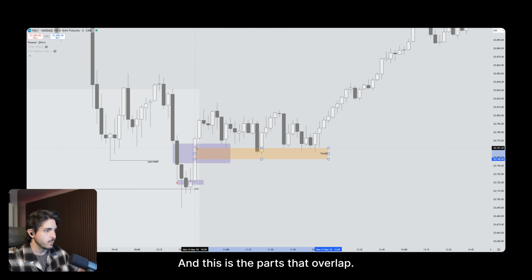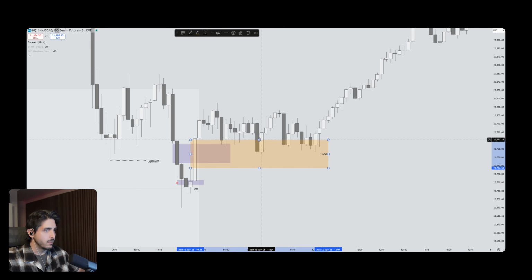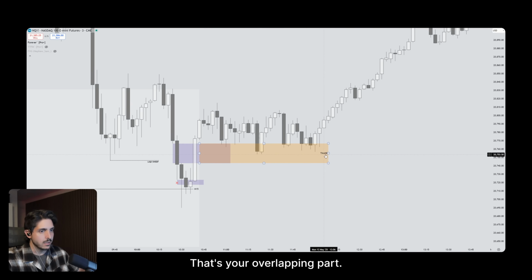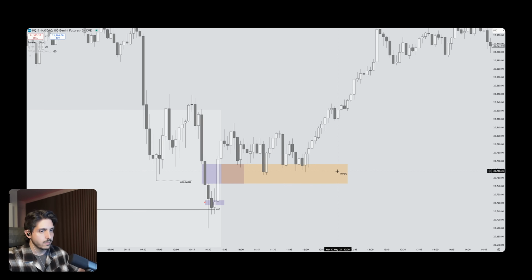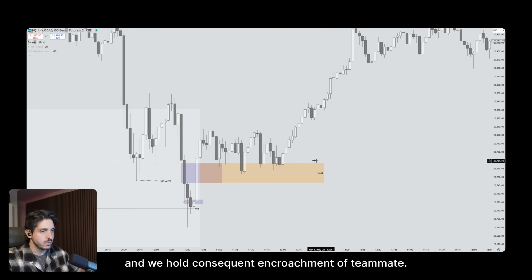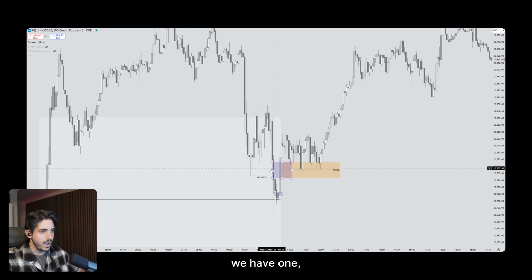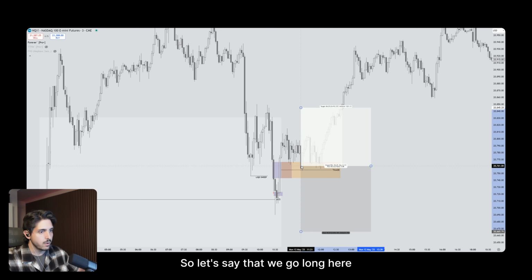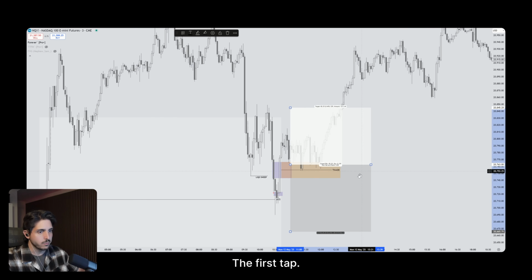Okay. And this is the parts that overlap, right? So now you have this area here. Okay. That's your overlapping part. And look at that. We push in and we hold consequent encroachment of TMade. So for me to take this trade, okay, we have 1, we have 2, right? Liquidity sweep, higher time frame imbalance. And now here's the TMade model. I'm going to go long on this trade here. So let's say that we go long here or even here. Let's say I go on the first tap, right?